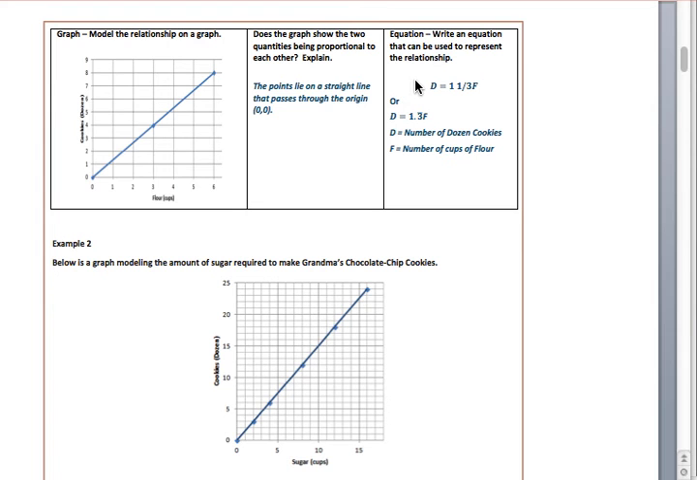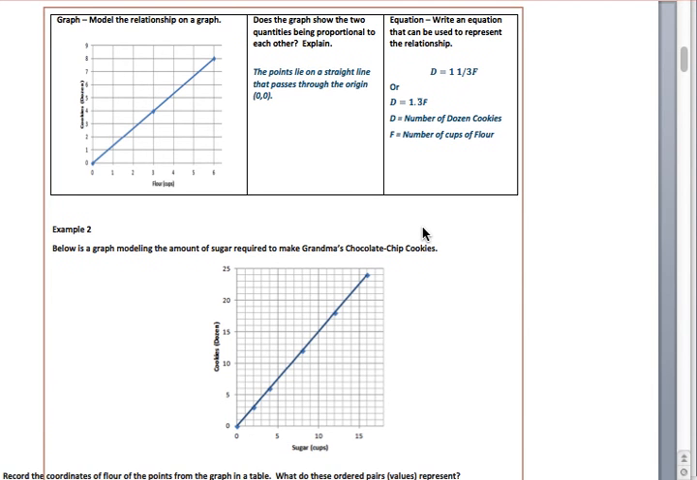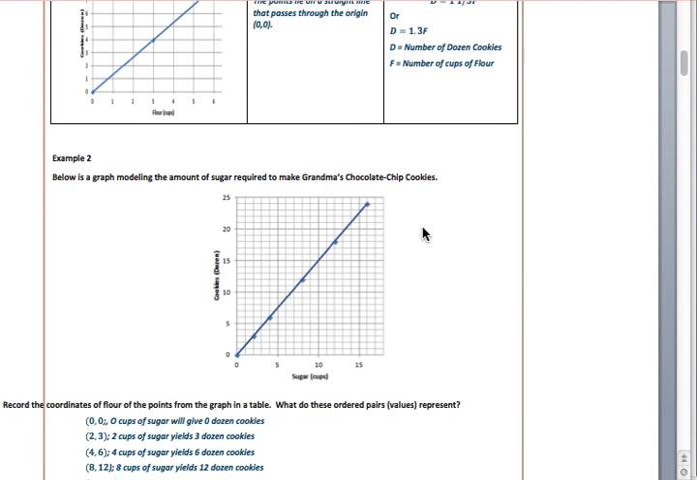Then we would write an equation to represent the relationship, and that is 1 1/3 times the amount of flour will give us the number of dozens of cookies. Finally, in example 2, we're going to take a look at the amount of sugar required to make Grandma's chocolate chip cookies.